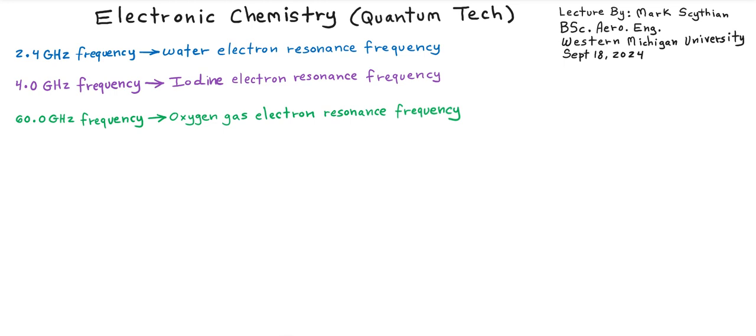4.0 gigahertz frequency is the complementary frequency of the iodine electron resonant frequency. And then of course we have the 60 gigahertz frequency for the oxygen gas electron resonant frequency, which has the capacity to transmit much higher or larger amounts of information over a much smaller propagation range.